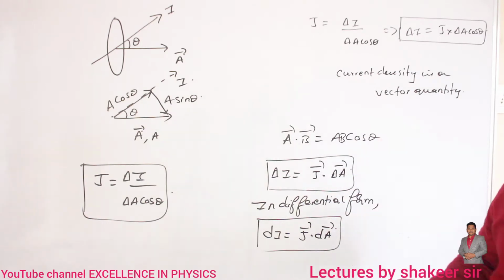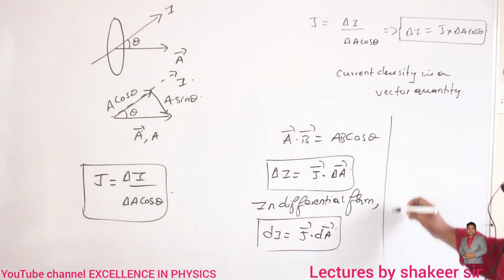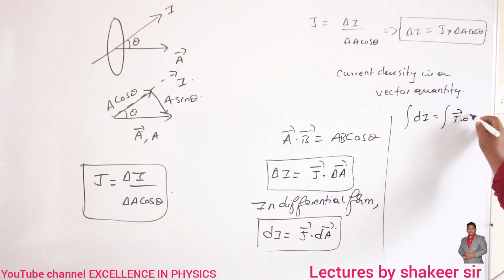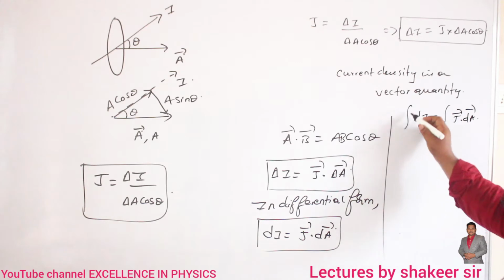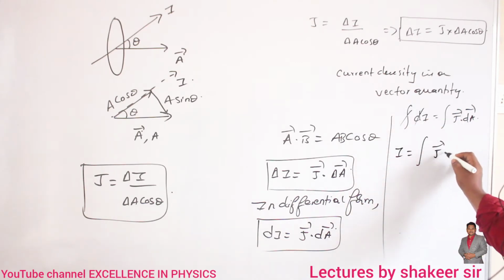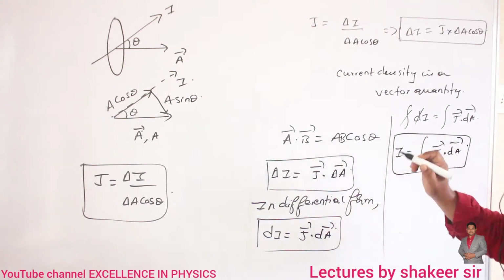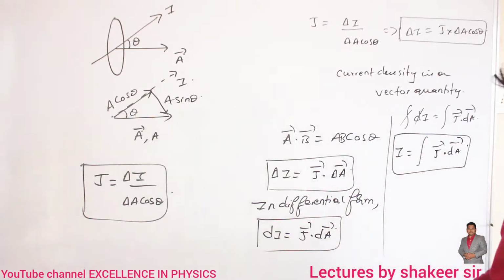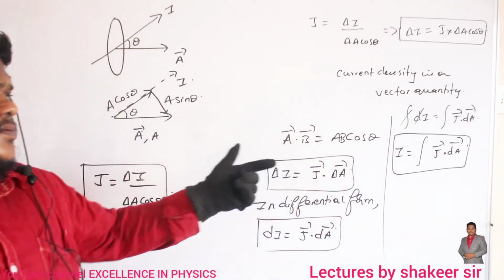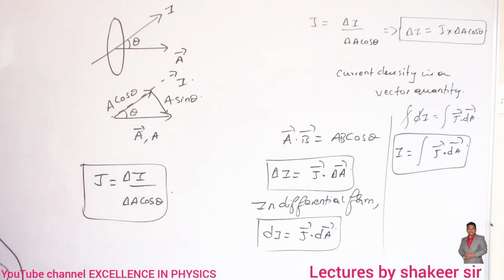If I want the total magnitude of current, we just have to integrate on both sides. So the integration of dI is equal to the integration of J dot dA. Integration and differentiation will get cancelled, so I is equal to the integration of J dot dA. This is the equation of current flowing through a cross section if current is a variable. Are you able to understand?